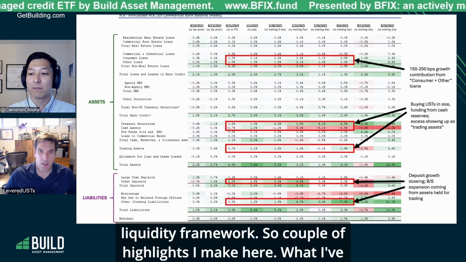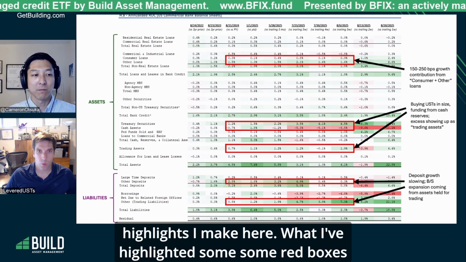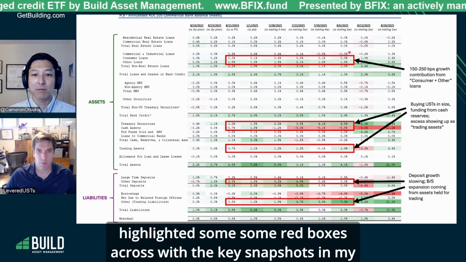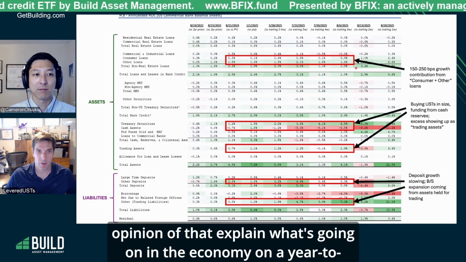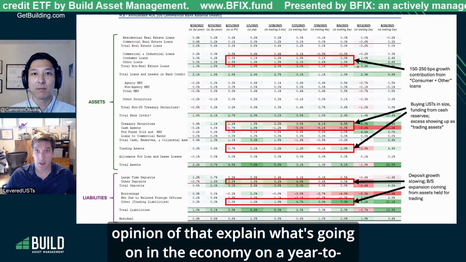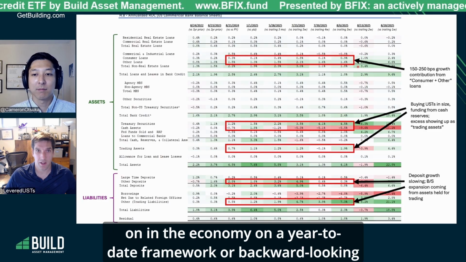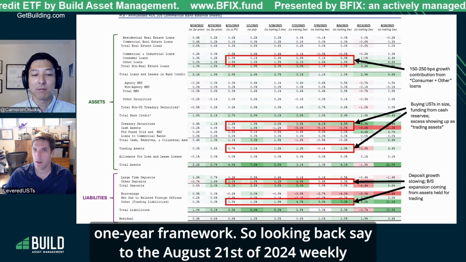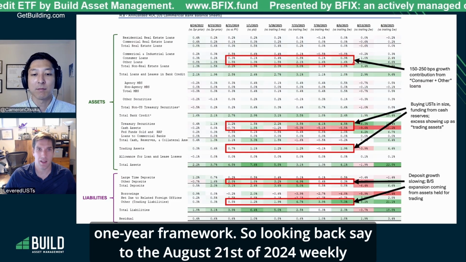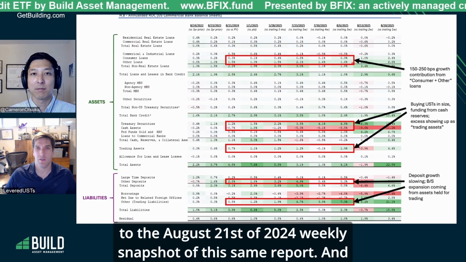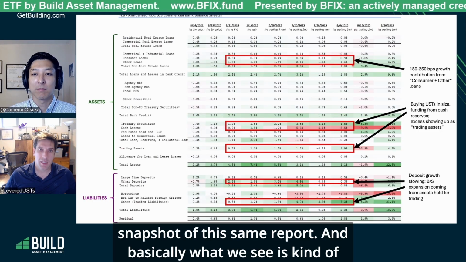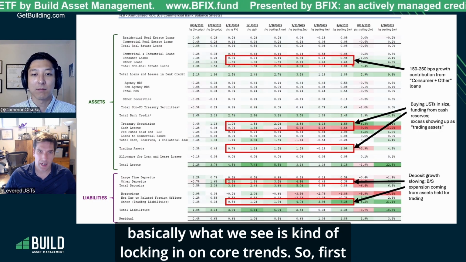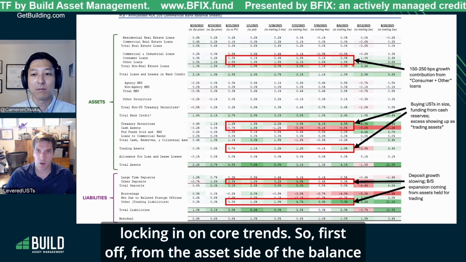So a couple of highlights I make here. I've highlighted some red boxes with the key snapshots, in my opinion, that explain what's going on in the economy on a year-to-date framework or backward-looking 1-year framework. So looking back, say, to the August 21st, 2024 weekly snapshot of this same report. And basically, what we see is locking in on core trends.